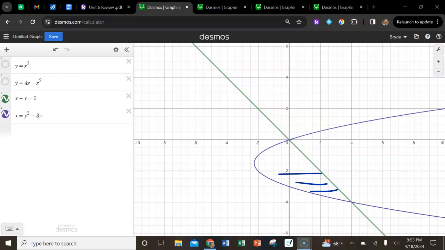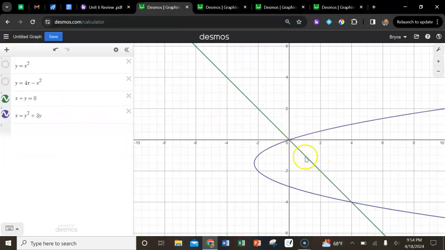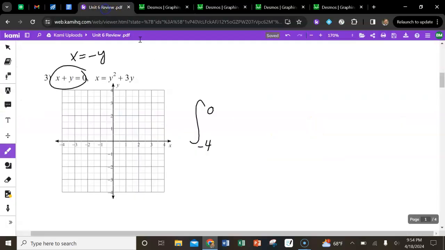And then that means that we have things in y, right? So we're going to go back to here. I just need to rewrite this, so I need to solve this for x, is essentially what that means. So if I solve that for x, I'm going to get x equals -y. That's going to be my right function in this case, right? The green one is the right function. So I'm going to do right minus left. So we're going to go with -y minus the left function, which would be y squared plus 3y.